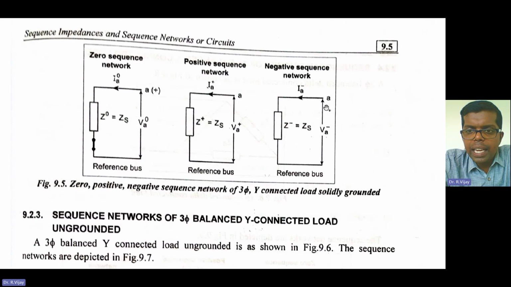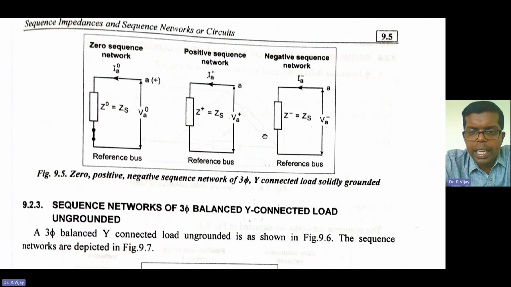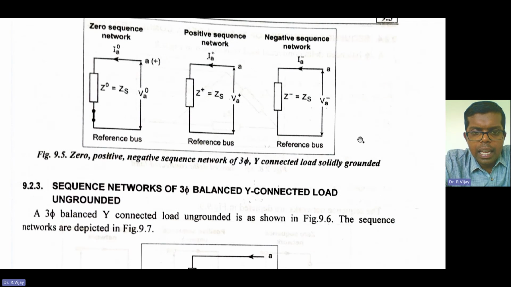Here it is VA negative, and here it is IA negative. That is, Z negative is equal to ZS. This is the zero, positive, and negative sequence of the three-phase star-connected load, solidly grounded, without any impedance. This is the sequence network as shown in the figure.